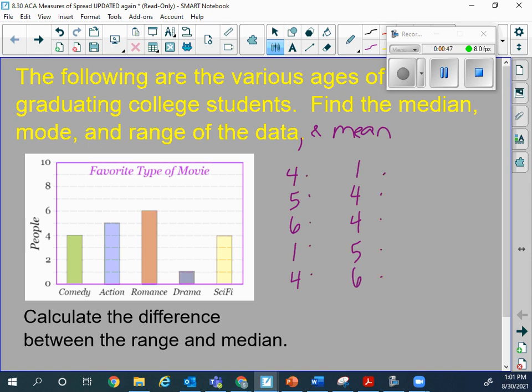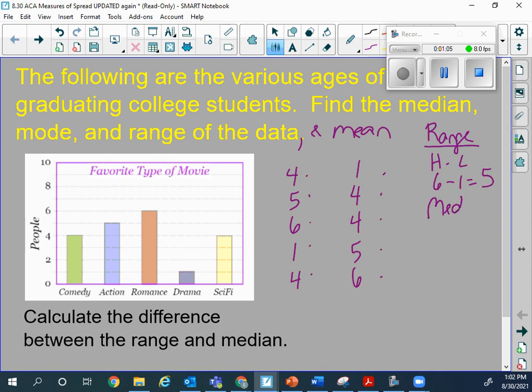Okay, so now we just need to find all of them. What do you want to do first? Range. Okay, how do we find the range? High minus low, which would be? 5 minus 1, which is 4? 4. Perfect.